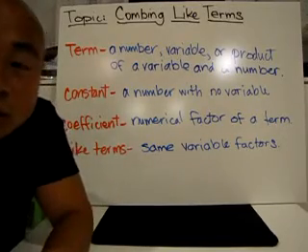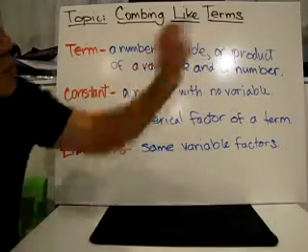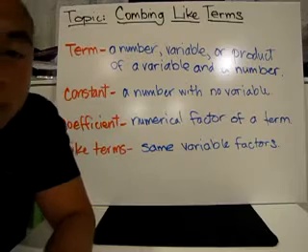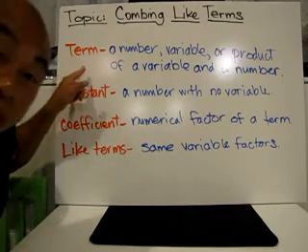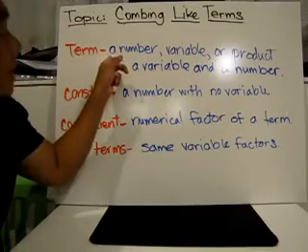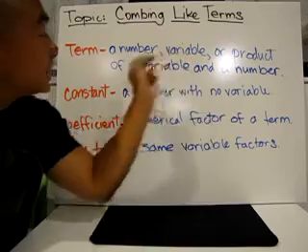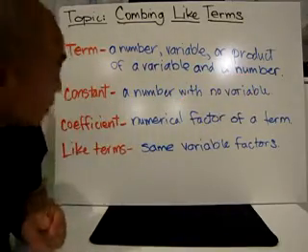Hi, so our topic for today is combining like terms. So I'd like you to go ahead and write down these 4 vocabulary words that we're going to probably run into again. The first one is term. That's a number or a variable or product of a variable and a number. We're going to learn more about that in a little bit.